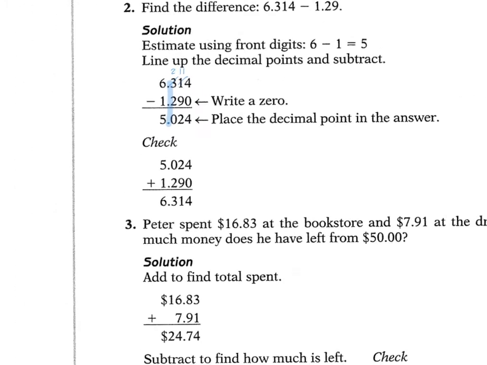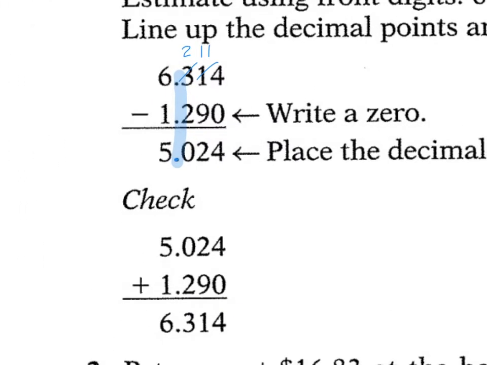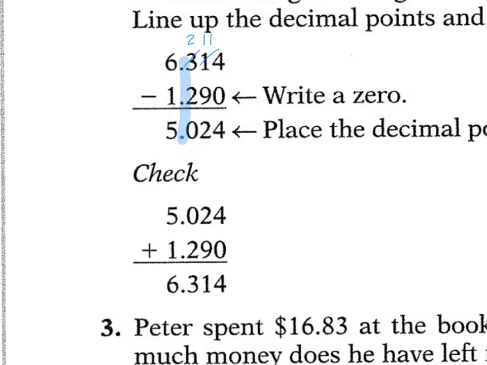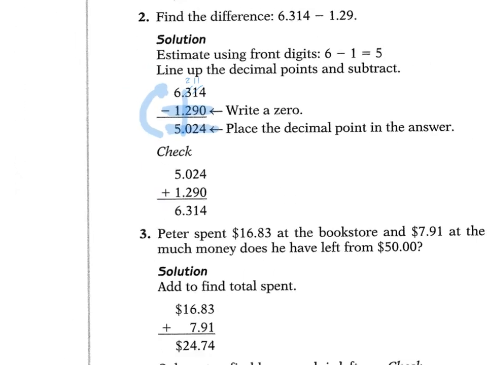We can always check our work to see if we did it right by adding what our answer is to what we subtracted. So here we added these two numbers together, and we got our original answer. So we can always check our work by adding our answer and what we subtracted.